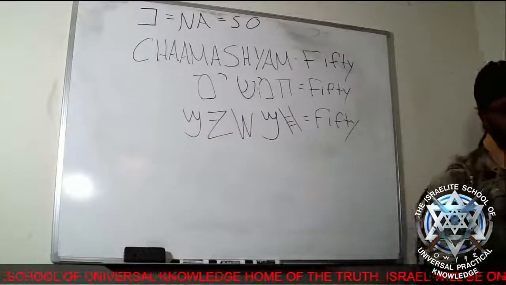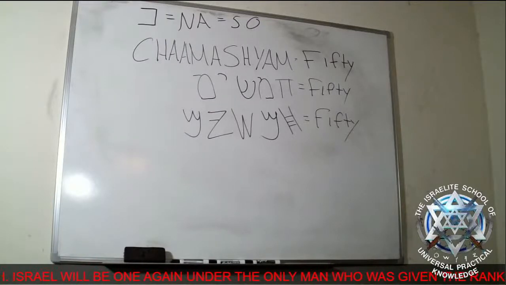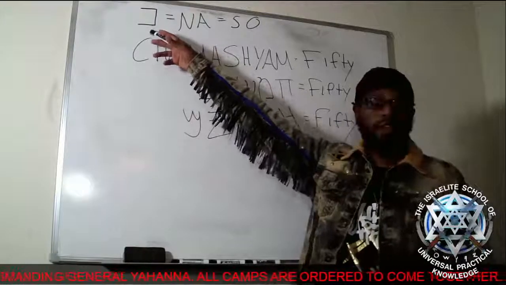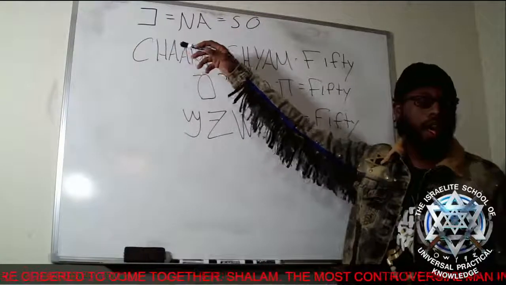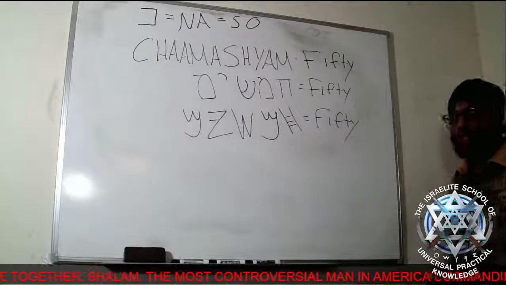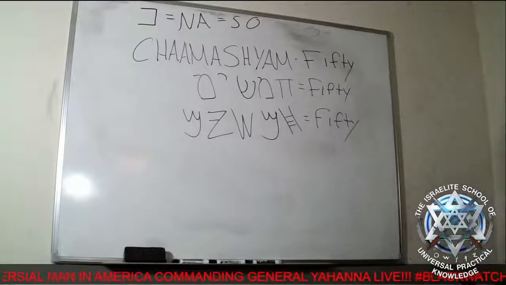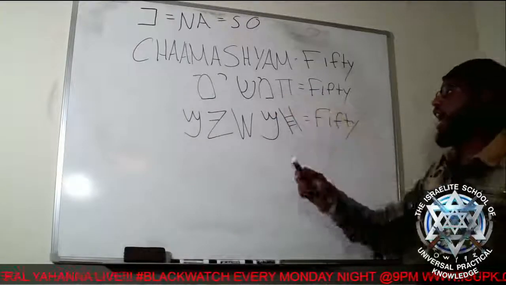Alright. So what we have next on the board is your Chamashu, which is the number 50. Now what we have on the board is the letter Na. You have the letter Na, pronounced Na, which has the numeric value, the number 50. You would say Chamashu. So to say 50 in the Lashawan Qadash, or the Hebrew language, is Chamashu. This is your Ha, your Ma, your Sha, your Ya, and your Ma.